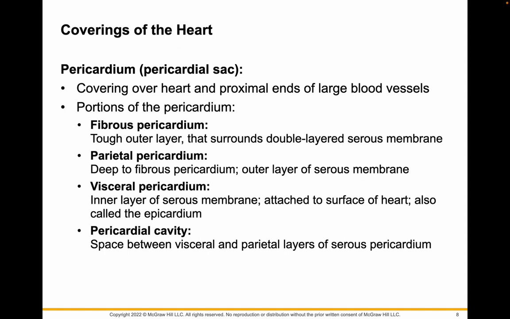So let's talk about the coverings of the heart and the walls of the heart. The covering of the heart, or the pericardium, is also called the pericardial sac, and it has a series of membranes associated with it. It covers over the heart and the proximal ends of the large blood vessels. And it includes, on the most outside, so most superficial, the fibrous pericardium. Peri means around, cardi is heart. Fibrous things are usually really tough.